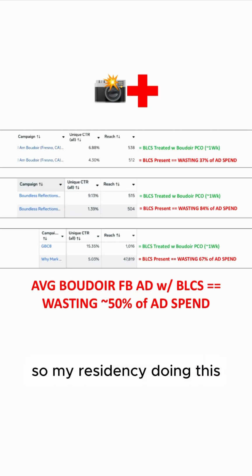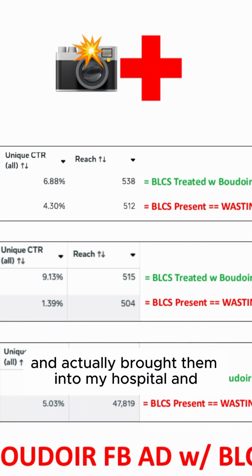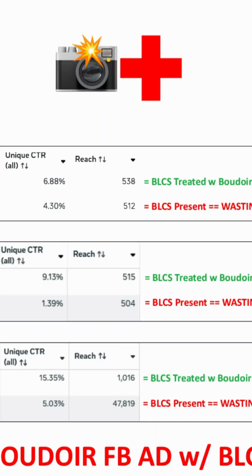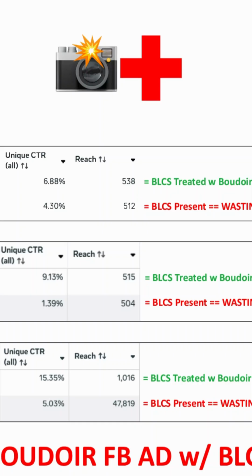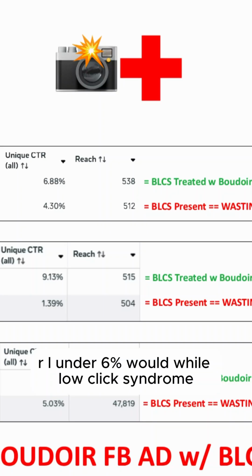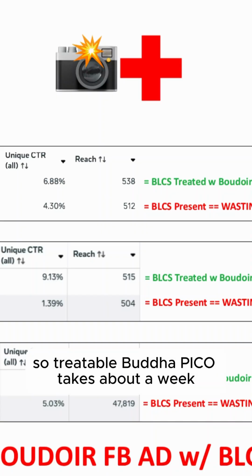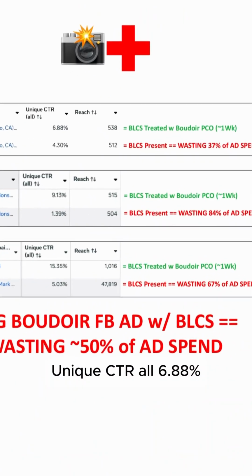So in my residency doing this, I found some Boudoir Facebook ads out there in the wild, and actually brought them into my hospital and tested them and treated them. So first one, found out the unique CTR is 4.3%. So we know that BLCS is present. Unique CTR under 6%, Boudoir low-click syndrome. So treated with Boudoir Pico, takes about a week. Unique CTR 6.88%.